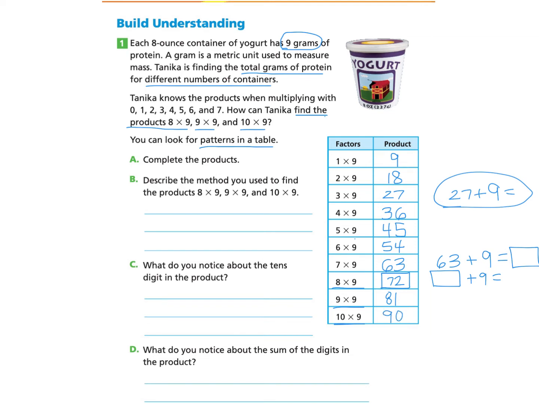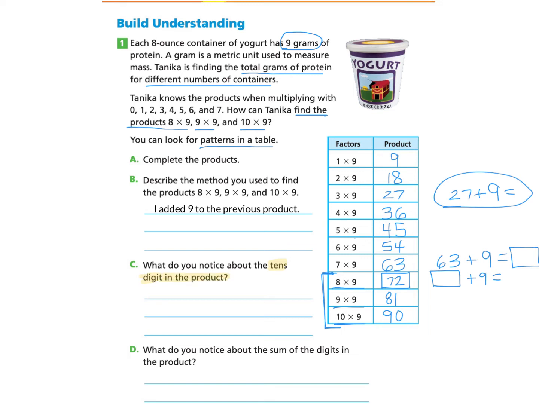Looking at Part B, describe the method that you use to find the products 8 times 9, 9 times 9, and 10 times 9. Remember, these were the ones that she did not know. I'm going to write that I added 9 to the previous product. Now let's take a look at Part C. What did you notice about the tens digit in the product?